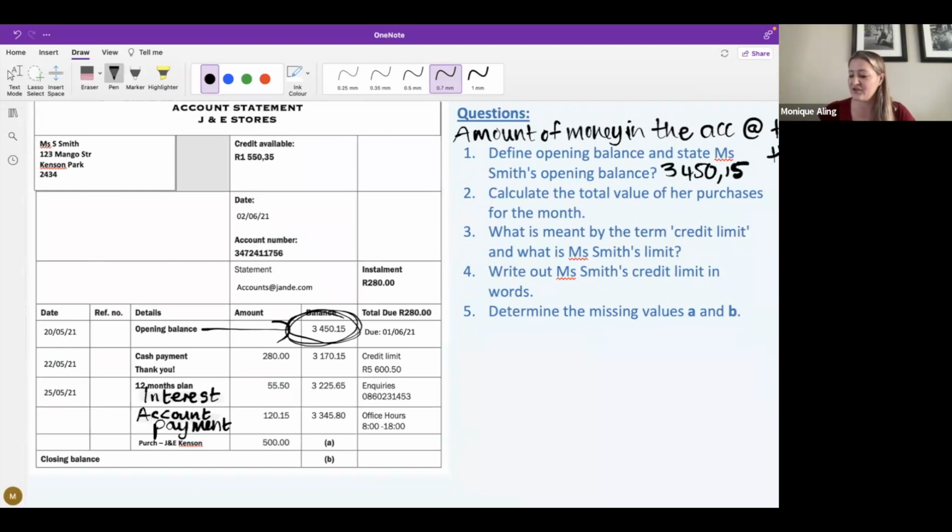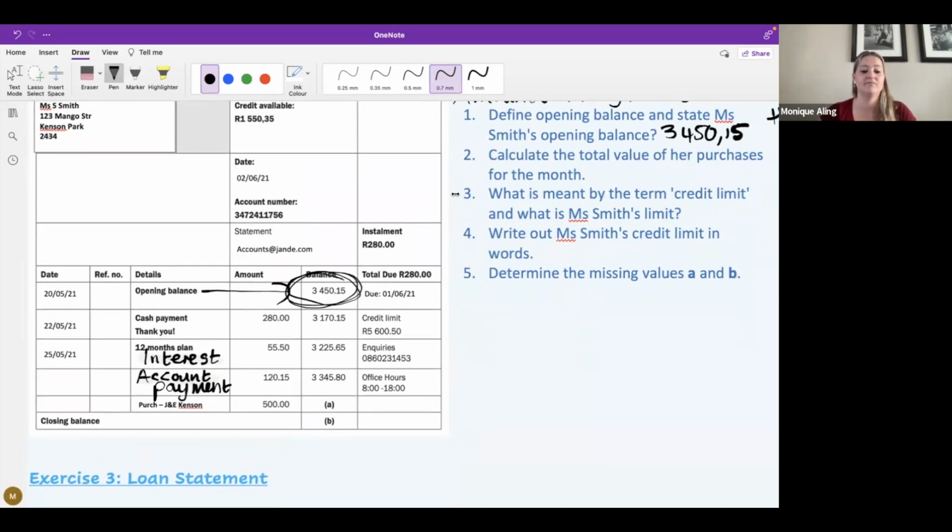Now, a little bit of a trick question. Calculate the total value of her purchases for the month. How many purchases did she make? She only made one purchase. Can we all see it? It says purchase over here and it's 500 Rand. So it's tricky in the sense that it's too good to be true that they ask that kind of question.